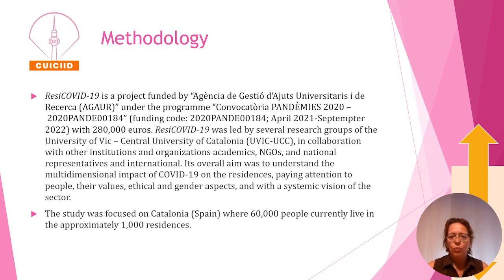The study was led by several research groups at the University of Vic, Central University of Catalonia, in collaboration with other institutions and organizations, NGOs, and national and international representatives as well. Its overall aim was to understand the multidimensional impact of COVID-19 on residences, paying attention to people, values, ethical and gender aspects, with a systematic vision of the sector. The study focused on Catalonia, Spain, where 60,000 people currently live in approximately 1,000 residences.